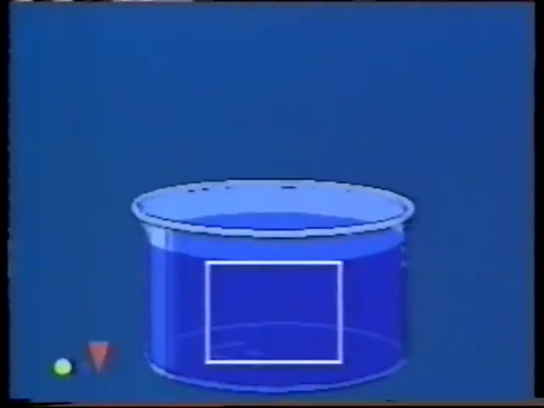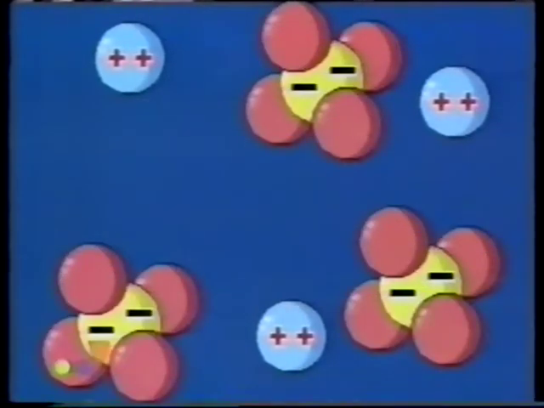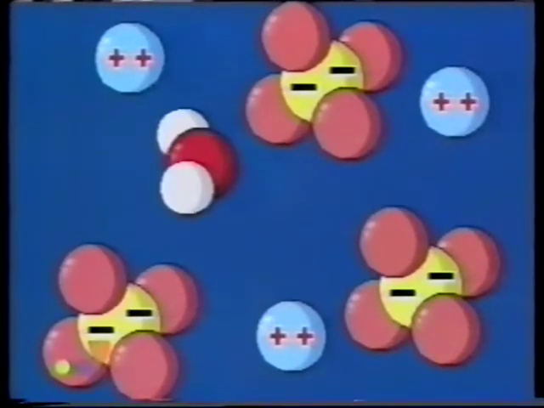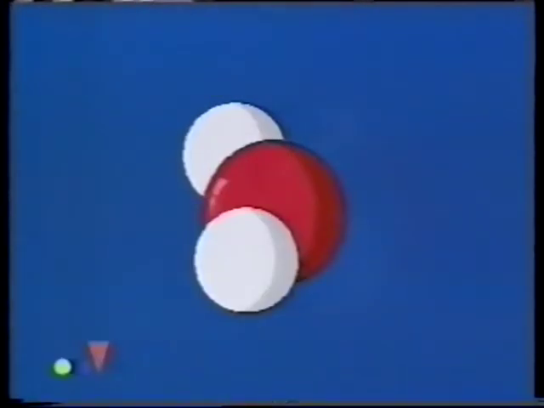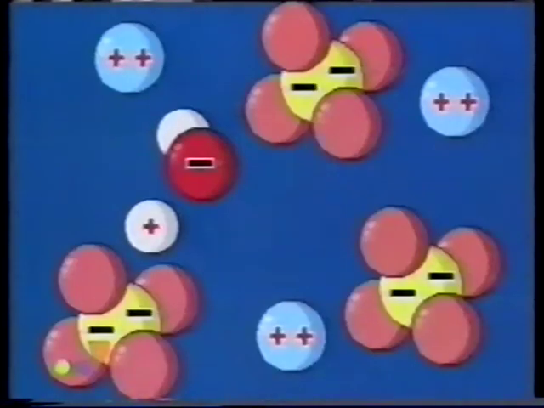We'll start with water and add copper sulfate. Most of the copper sulfate is in the form of positively charged copper ions and negatively charged sulfate ions. A very small number of water molecules will dissociate to form positively charged hydrogen ions and negatively charged hydroxyl ions.